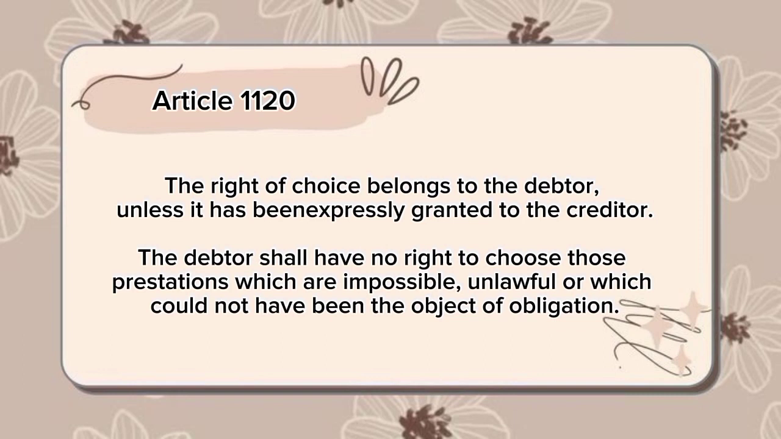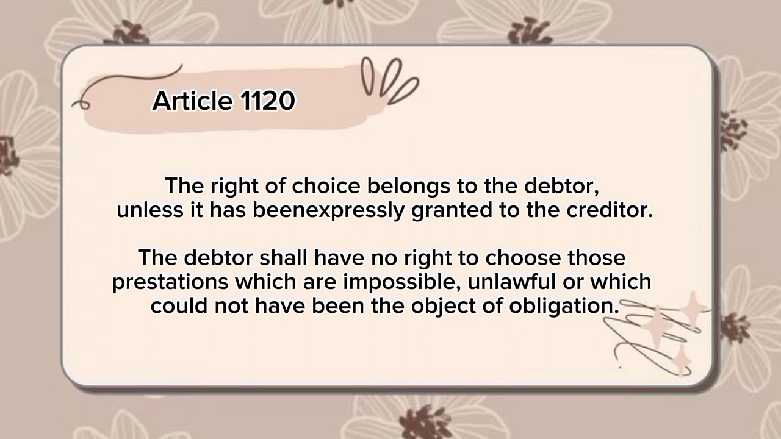Article 1200. The right of choice belongs to the debtor, unless it has been expressly granted to the creditor. The debtor shall have no right to choose those prestations which are impossible, unlawful, or which could not have been the object of obligation. Ang karapatang pumili ay napapabilang sa nangutang, maliban na lamang kung ito ay ipinapahayag at pinapayagan ng nagpautang. Ang nangutang ay walang karapatan na pumili sa mga prestasyon na imposible, labag sa batas o hindi naman bagay ng obligasyon.